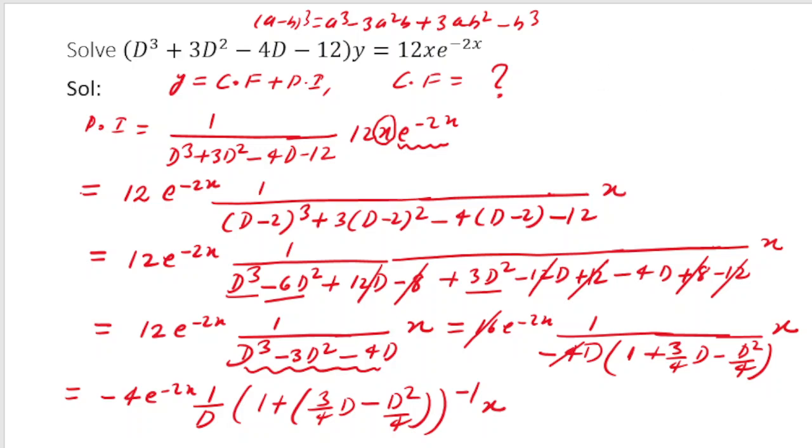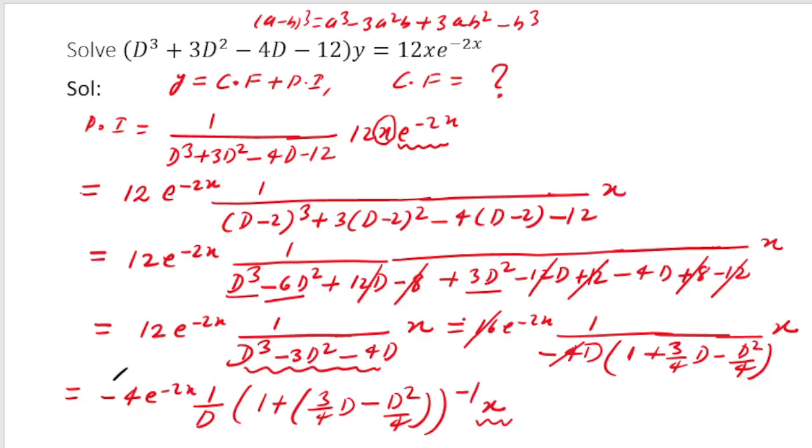So we are going to use the expansion, and we have a polynomial of degree 1, means we have x to the power 1. So I am writing here: I have minus 4 e to the power minus 2x and 1 by D, and I have to expand this, 1 plus x to the power minus 1, so 1 minus 3 by 4D. It's not sufficient space, so I have to move to the next page. Let me move to the next page.